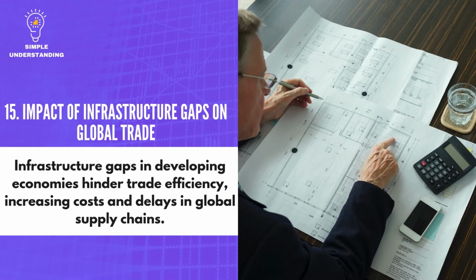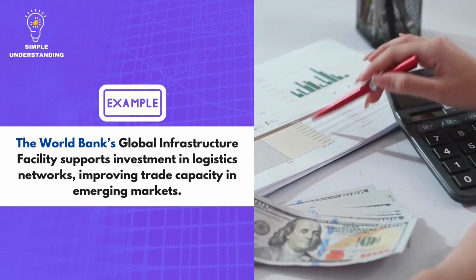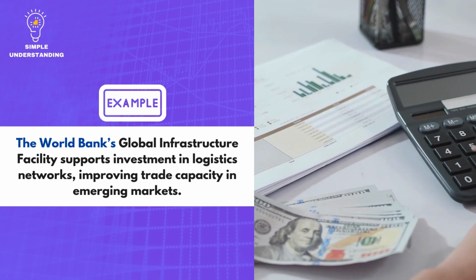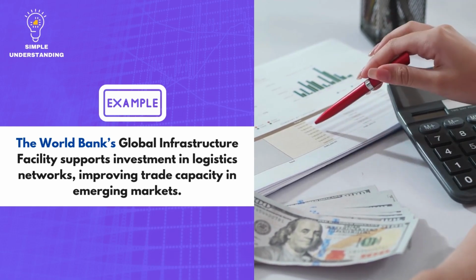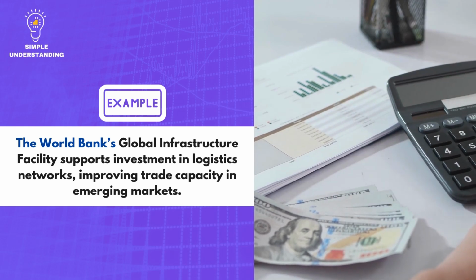15. Impact of infrastructure gaps on global trade. Explanation. Infrastructure gaps in developing economies hinder trade efficiency, increasing costs and delays in global supply chains. Real company example. The World Bank's Global Infrastructure Facility supports investment in logistics networks, improving trade capacity in emerging markets.